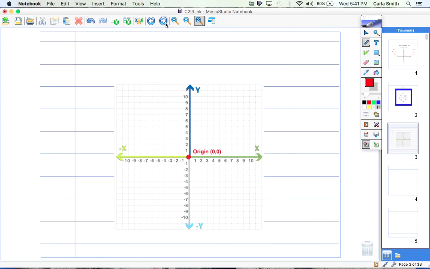And the last thing that you need to know to be able to complete this is doing coordinates. So we're going to do coordinates. And coordinates are always written as x, y. So if we choose point A to be 2, 6.